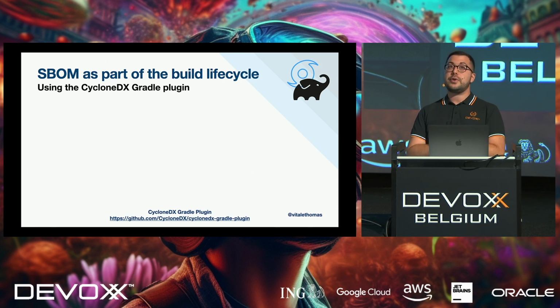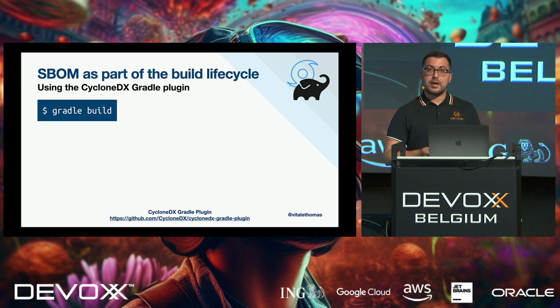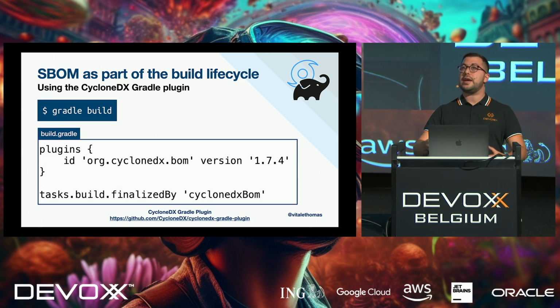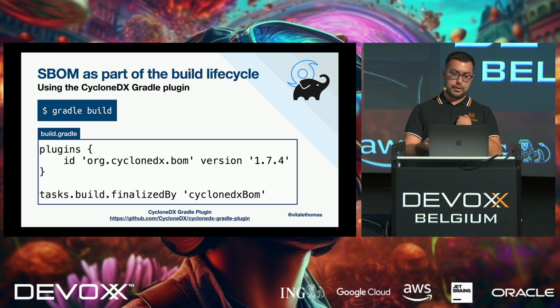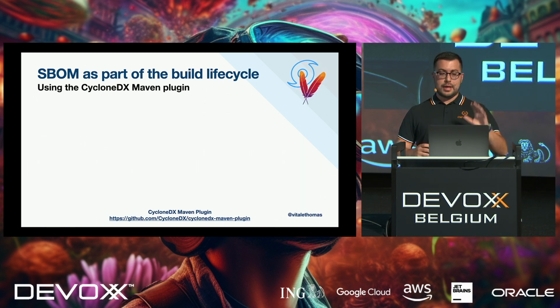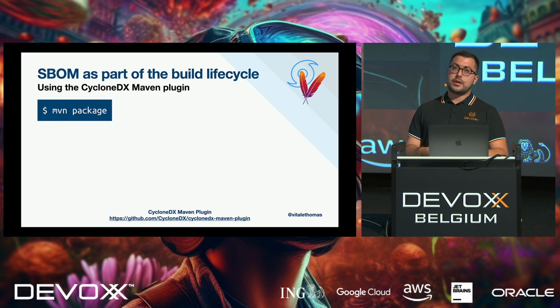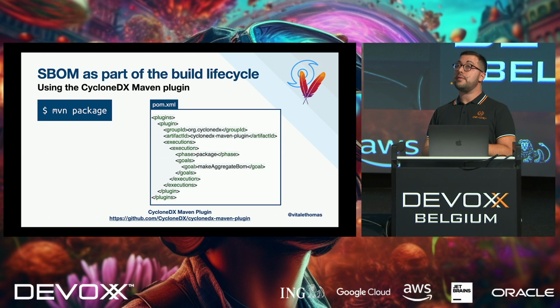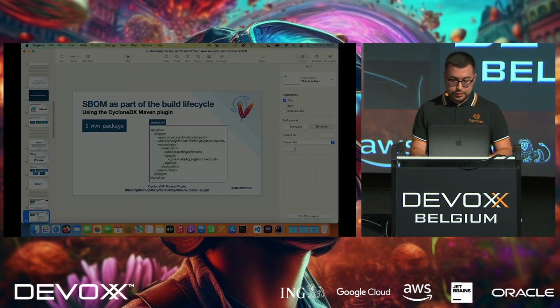And the CycloneDX project actually is publishing two plugins, one for Gradle, one for Maven. So if I say Gradle build, then I get automatically a bill of materials. And as a developer, I also like this approach because I don't have to do much. I just need to make sure to include the plugin. And the same thing is for Maven. I'll share the slides afterward with all the source code and instructions, so you can try that later if you like. But for now, I want to show you a quick demo.